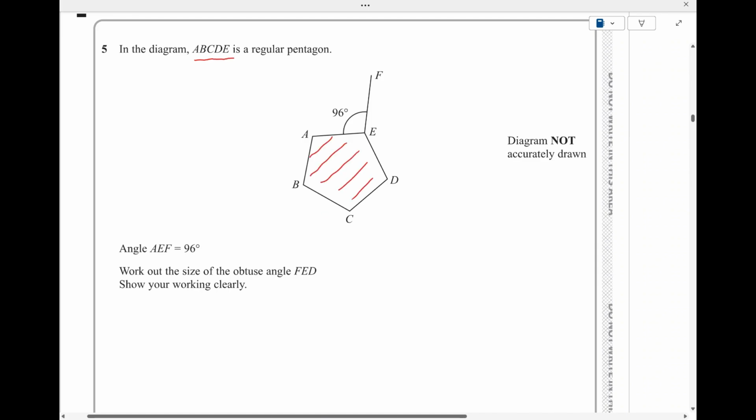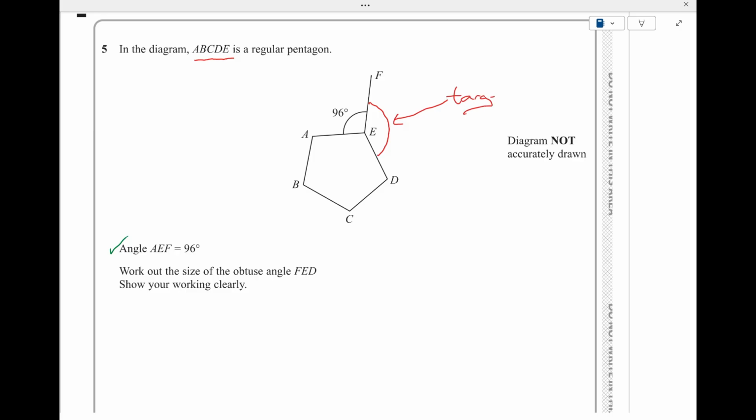Question 5. A, B, C, D, E is a regular pentagon. That's this shape there. This angle, AEF, is 96. That's marked on the diagram. Work out the size of the obtuse angle, FED. That's F to E to D. That's this angle. That's my target.